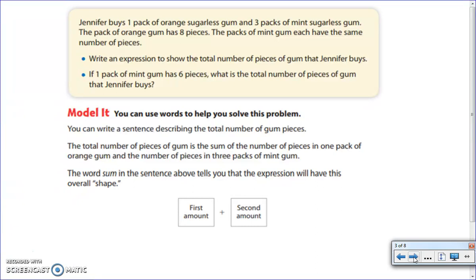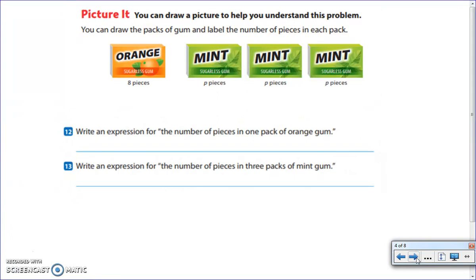So this part can get a little tricky. When I think about writing the expression, it says the number of pieces of gum in 1 pack of orange gum. In this case, it's almost too obvious. The expression for the number of pieces in 1 pack of orange gum is literally just 8. There are 8 pieces. There's no variable, there's no operations. It just goes right out and tells us, hey, there's 8 pieces here.